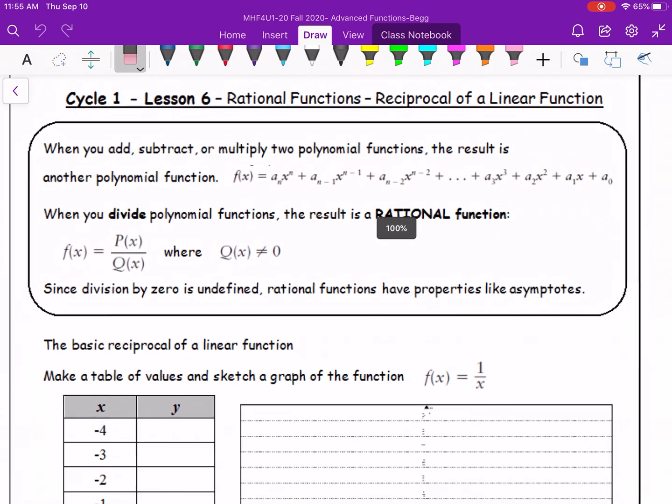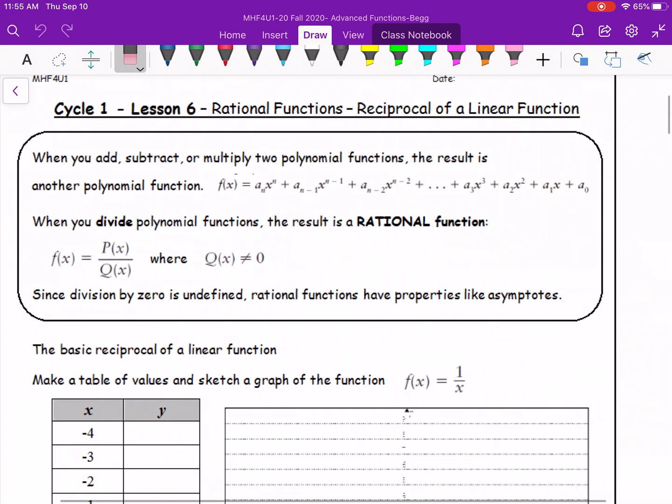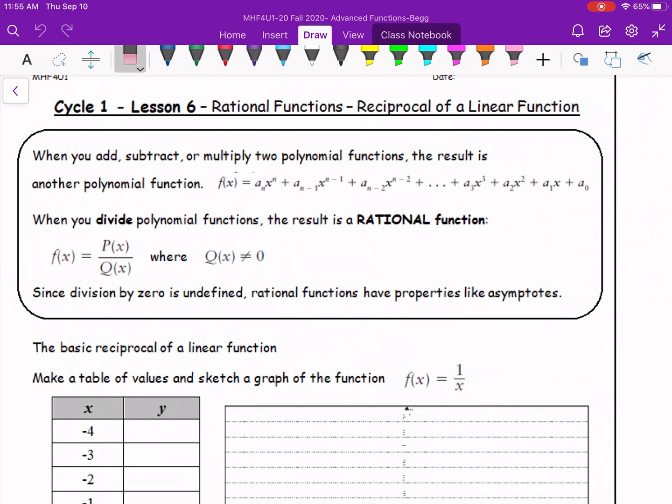Okay? So here's what you need to know. Think about what you know about the word rational numbers. Rational numbers are numbers that can be written as fractions. A rational function is a function that's written as a fraction. So to back up to what's written here, when you add, subtract, or multiply two polynomial functions, the result's just another polynomial function. And we're going to look at that later, so we don't have to get into that now.